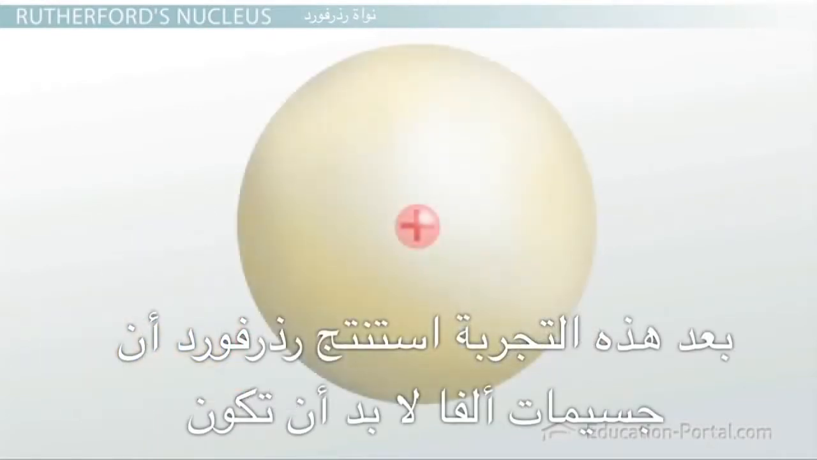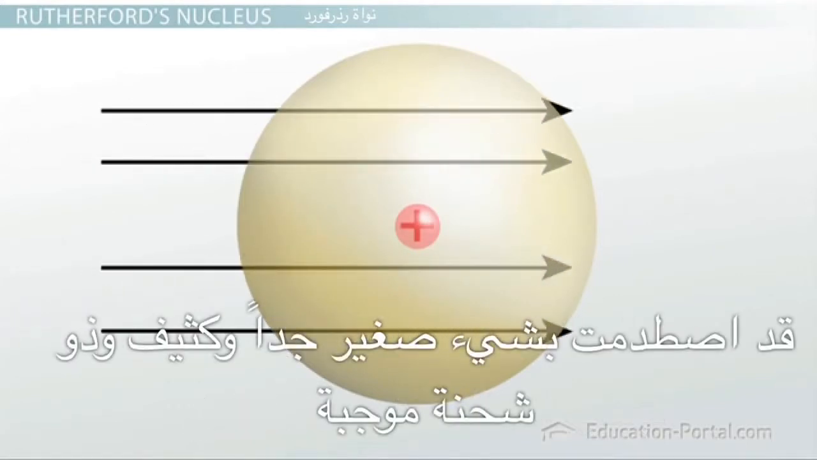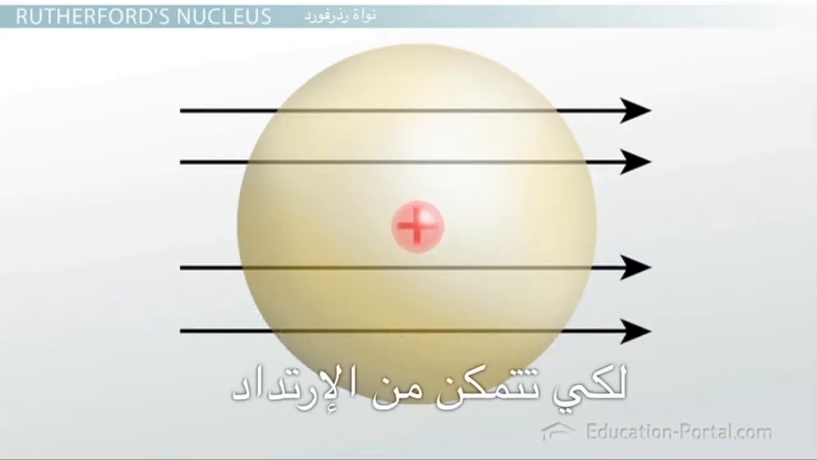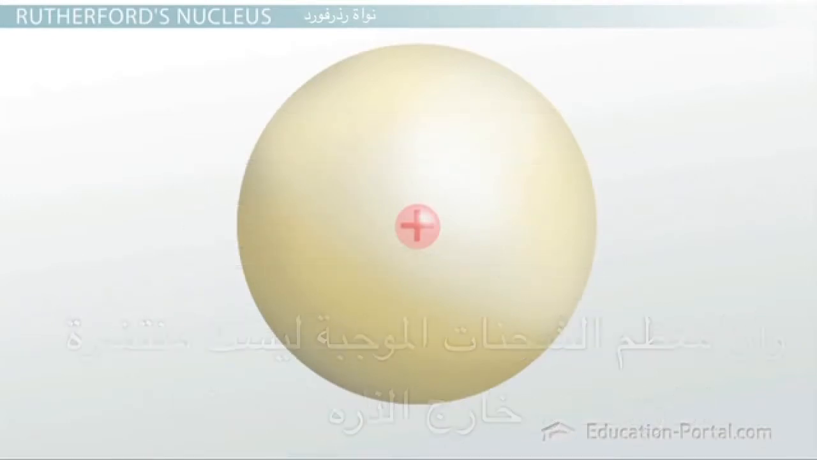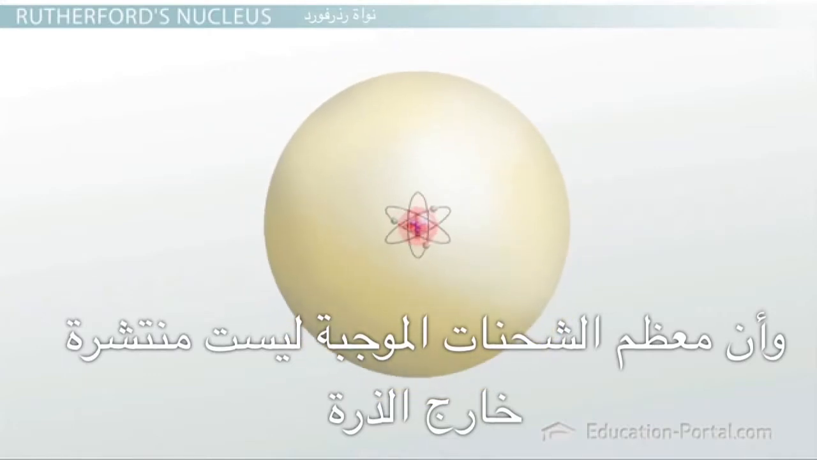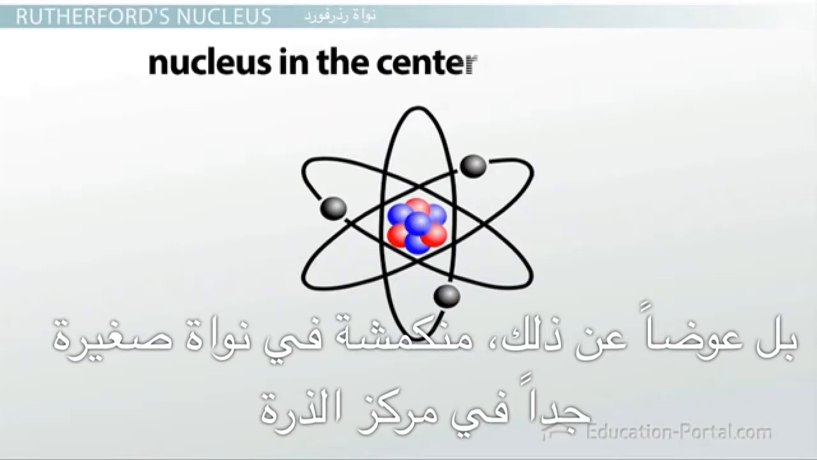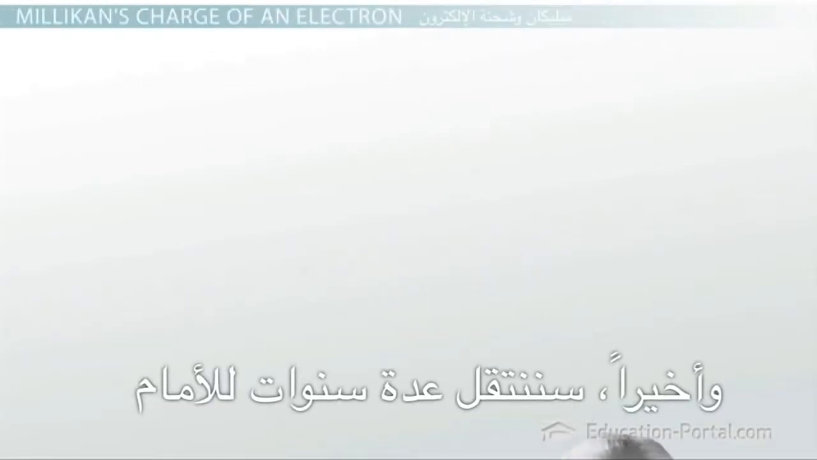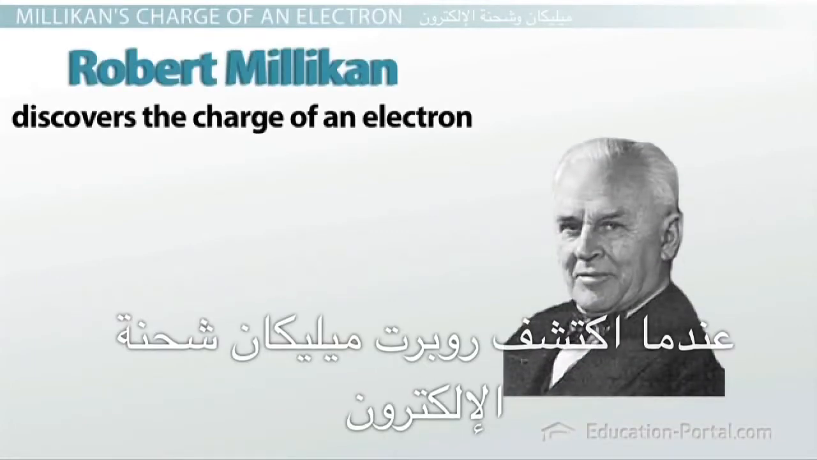After this experiment, Rutherford concluded that these alpha particles must have hit something very small, dense, and positively charged in order for them to come straight back. Rutherford claimed that this also shows that the atom consists of mostly empty space, and that all of the positive charge is not evenly spread throughout the atom, but instead squished into a teeny tiny nucleus in the center of the atom. Finally, we will move forward a few more years when Robert Millikan discovers the charge of an electron.